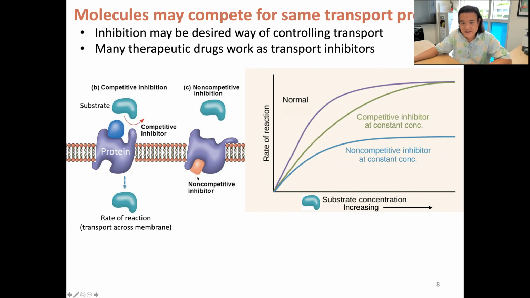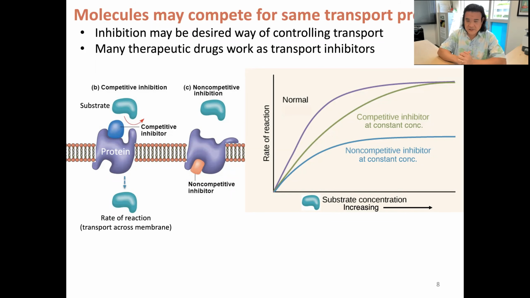And thereby, this non-competitive inhibitor would still be getting in the way of the cell being able to move the light blue molecule in. So that would be this blue line over here. If you have a non-competitive inhibitor held at a constant concentration, even if you're trying to increase the amount of the substrate being moved through, because the non-competitive inhibitor simply changes the shape of the molecule, at a certain point you see it plateaus out, but you've dramatically decreased the overall transport rate.